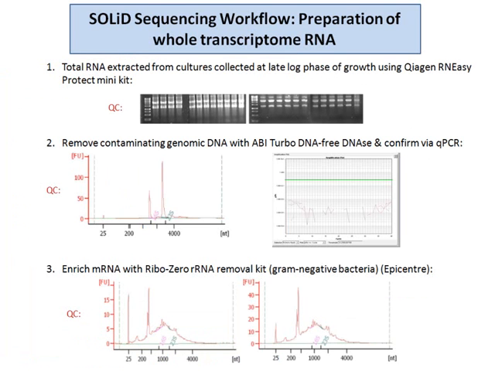In the SOLiD sequencing workflow, the first step is preparation of whole transcriptome RNA. I've also put in here some of the quality control steps where you might think of doing them when making your cDNA library, and I'll tell you a few places where you really need to, because I had some problems. You extract total RNA. The next step is to remove contaminating genomic DNA. You can do a bioanalyzer trace if you'd like. You also have to confirm the removal, and really the best way is by quantitative PCR. And then finally, an optional step is to enrich mRNA.